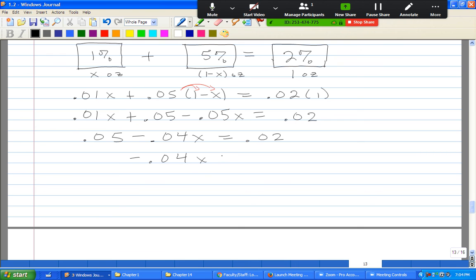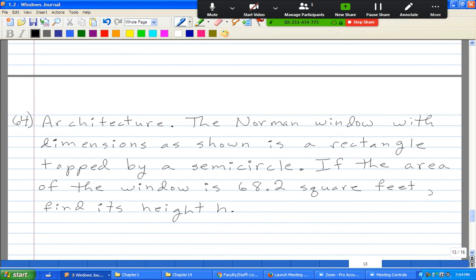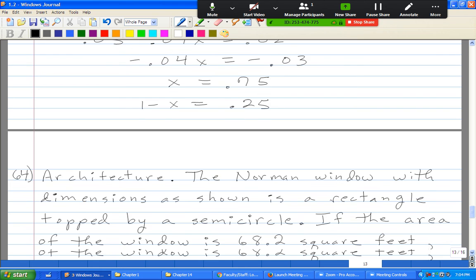So negative 0.04x is equal to a negative 0.03. Divide both sides of your equation by a negative 0.04. And so x is equal to 3/4, so 0.75. And so that says that 1 minus x, therefore, is 0.25.